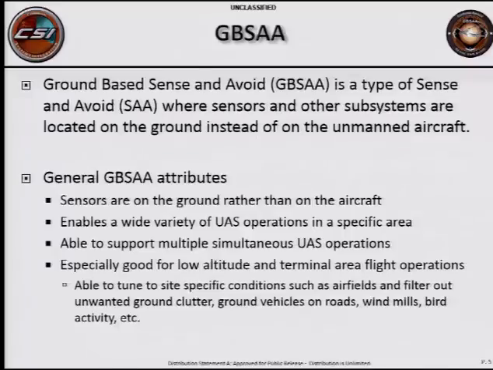One of them is, obviously, if the sensors are on the ground, then there are reduced onboard SWaP and onboard integration challenges. It enables a wide variety of UAS operations in a specific area based on the surveillance coverage. If you have an airspace picture, you're able to enable multiple simultaneous UAS operations with that airspace picture. And it's especially good for low altitude and operations near airfields because you're able to tune specifically to things like ground clutter and site-specific conditions.